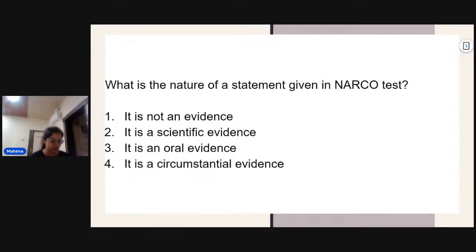Can someone tell me which provision? What is the nature of a statement given in a narco test? It is not evidence, it is scientific evidence, it is oral evidence, it is circumstantial evidence. What is the nature of evidence in a narco test?